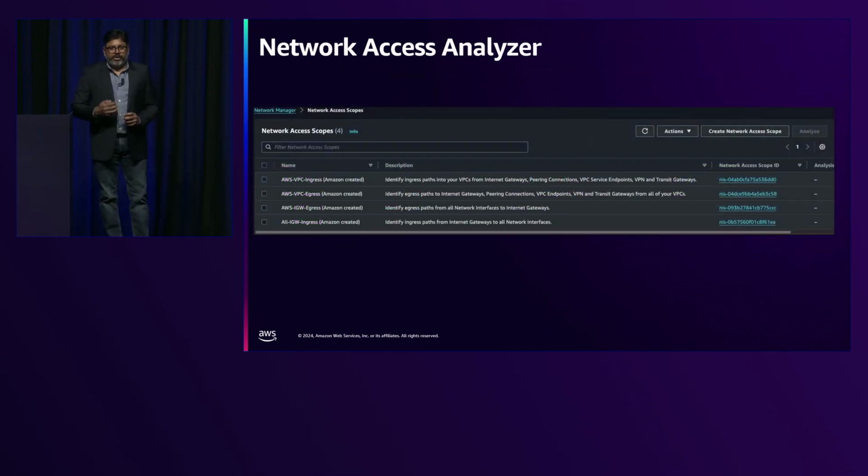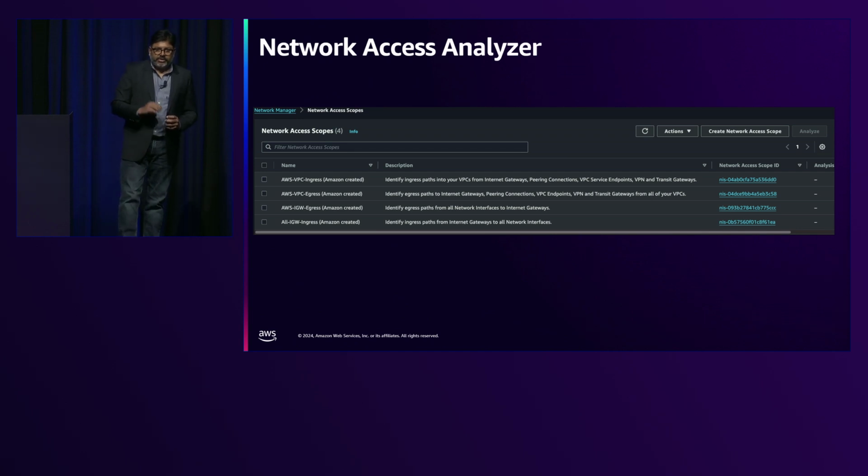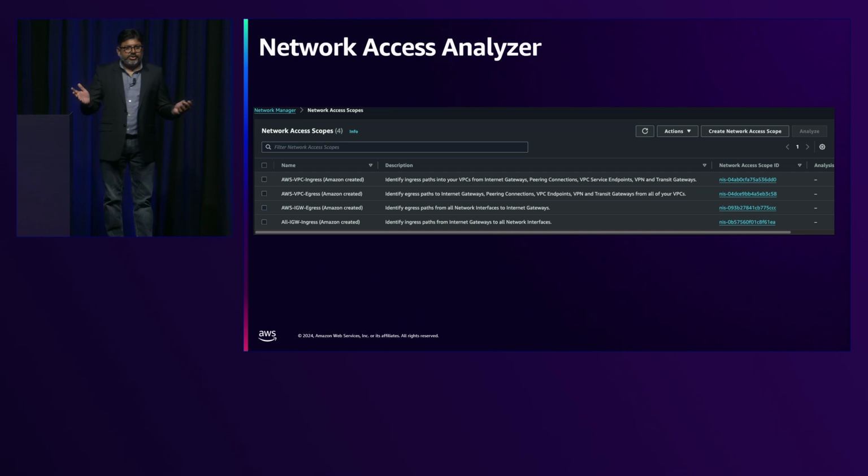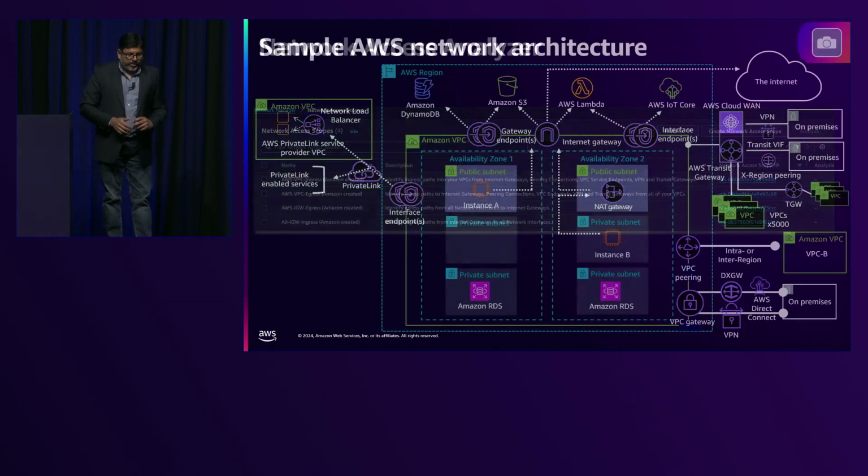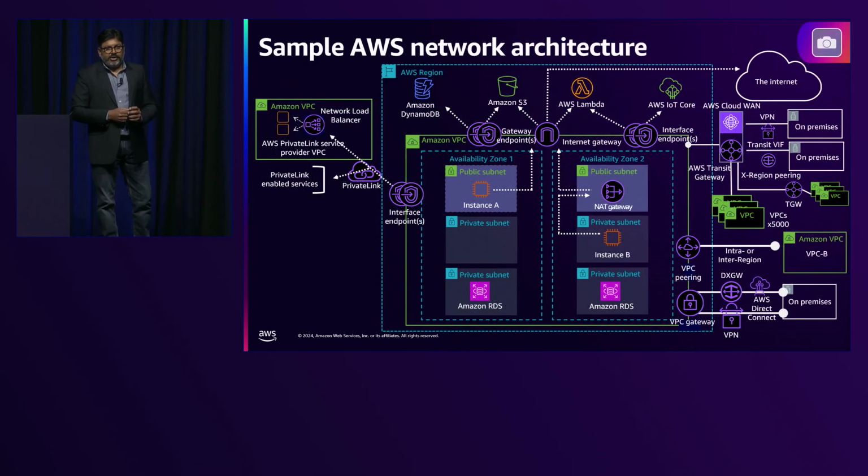By default, we provide you 4 default scopes: VPC egress and ingress, and IGW ingress and egress, and all these 4 scopes solve a different purpose. If we talk about VPC egress, it means you are getting all the possible paths which start from your ENI inside the VPC going outwards towards transit gateway, internet gateway, VPC endpoint, or peering connection. So let's take our sample architecture which we built at the start of the presentation and try to run the same analysis on that by using the VPC egress scope.